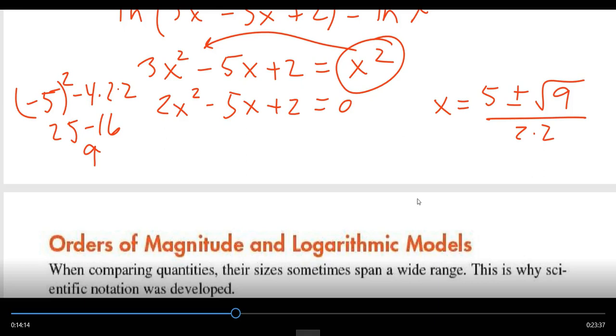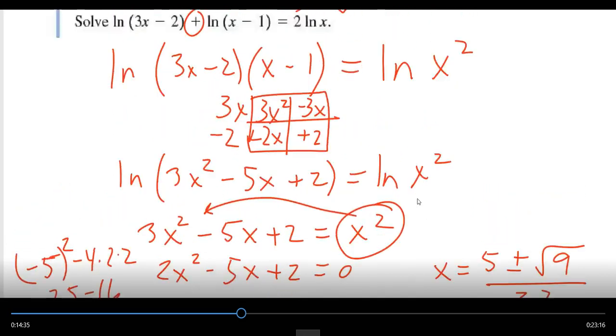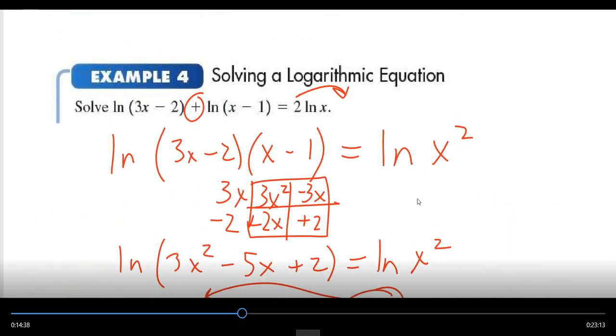So let's see, 5 plus 3 over 4 is going to give me 8 over 4, which is 2. So one of my answers is 2. And 5 minus 3, which is 2 over 4, would give me 1/2. Now, are those answers both good answers? You can come up to the original problem and plug them in and see what happens.